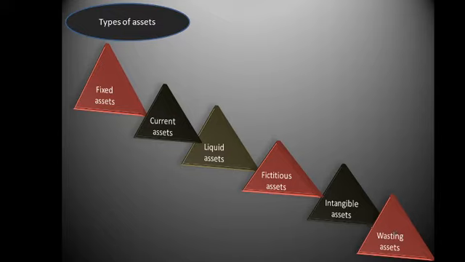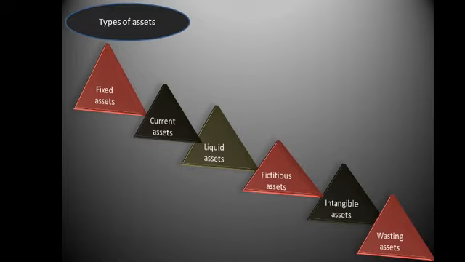Now let's start from the first one, which is the fixed assets. Fixed assets are those assets which are of permanent nature and create revenues for the business. They are those assets that last for a very long time. Assets like building, plant and machineries, furniture and fittings, motor van, etc. They last for more than 12 months. So we call them fixed assets.